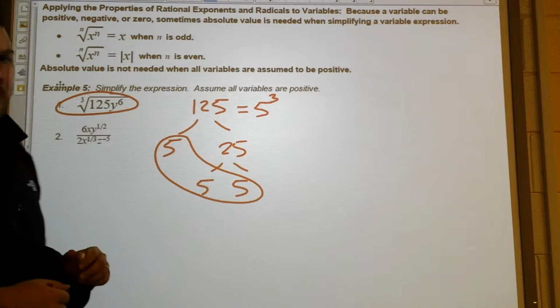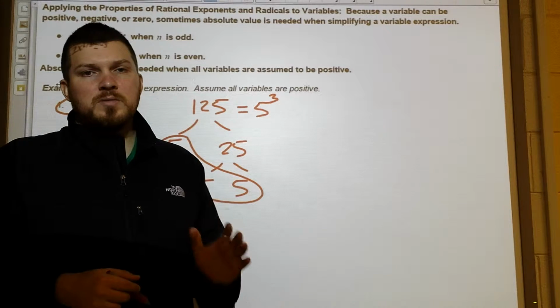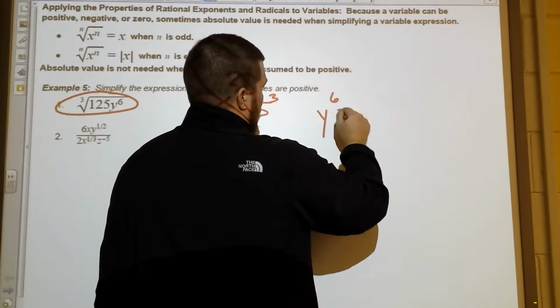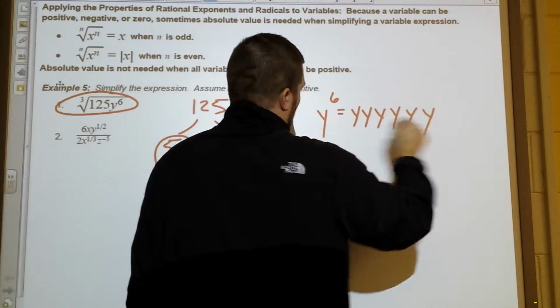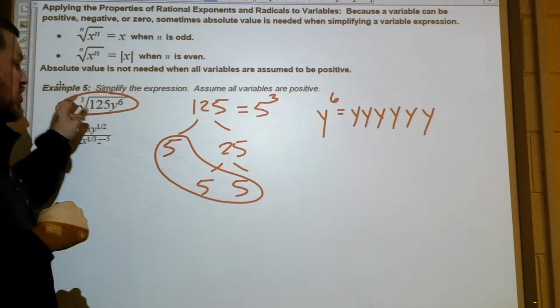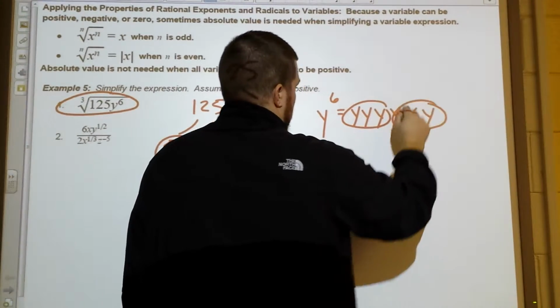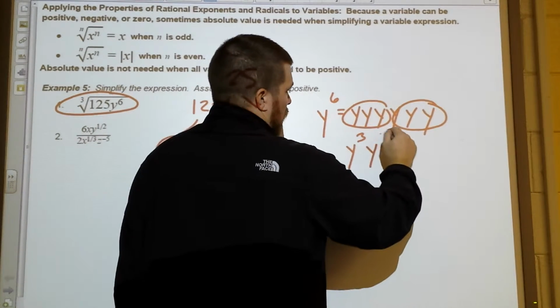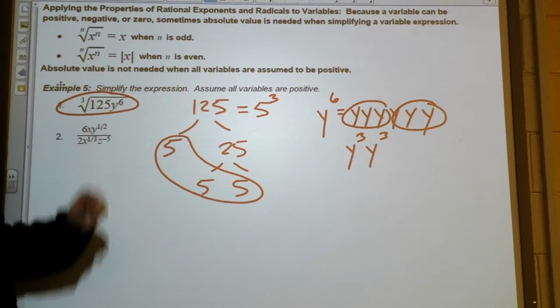Now I need to take care of y to the 6. And you might think, hey, that's challenging. But really, y to the 6 is just multiplying y by itself 6 times. So y to the 6 is just y, y, y, y, y, y. And again, my index was 3, so I'm looking for 3 of a kind. So really, y to the 6 can be rewritten as y cubed, y cubed. Okay? So now we're going to use that to rewrite our original problem.